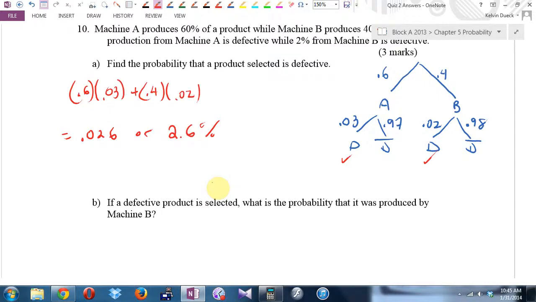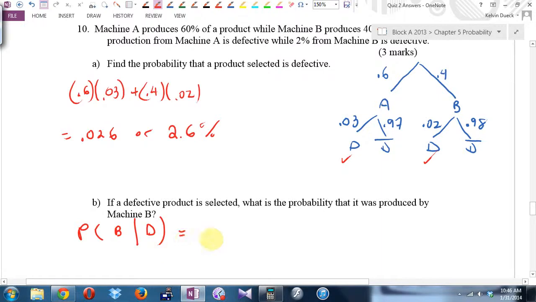B. Kyla, can you read B to me, please, kiddo? What does it want me to find? What is the probability that it was produced by what? You notice they're asking me this level, and what have they told me? If what? You know what? This is a given. This is a conditional, and I on purpose didn't use the word given, the trigger word, to show you another way you could recognize that you've got a two-level tree, and they're asking you something about the top level and telling you something about the bottom level. This is actually saying, hey, if you know it's defective, what's the probability that it came from B?